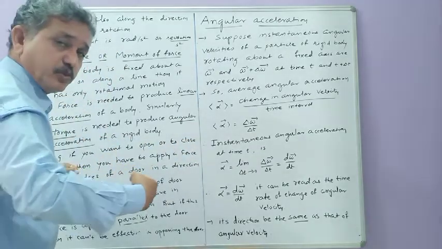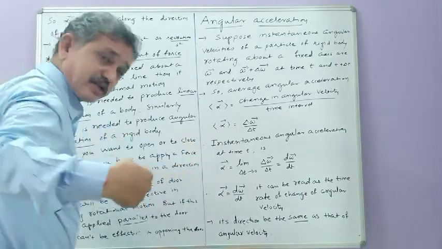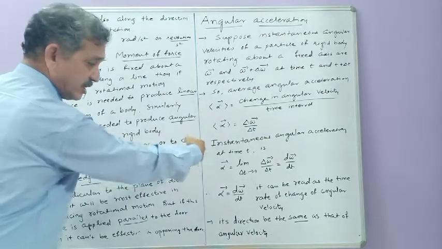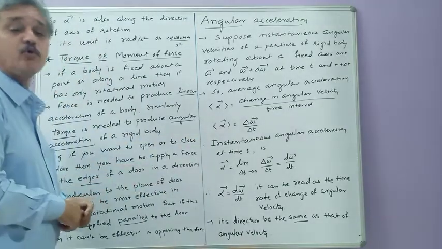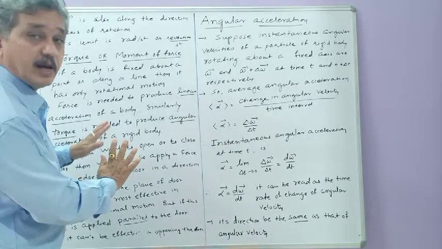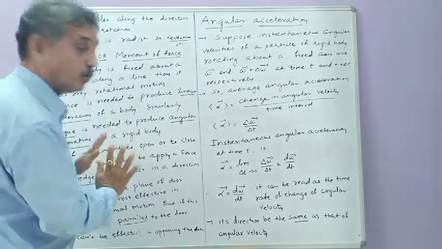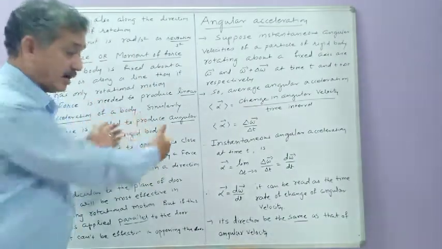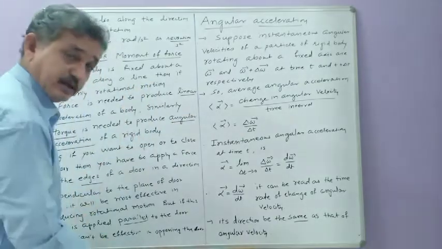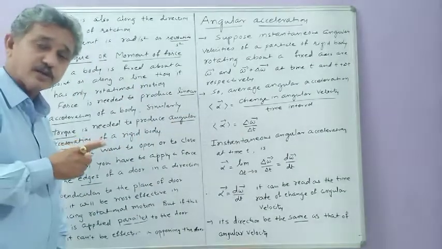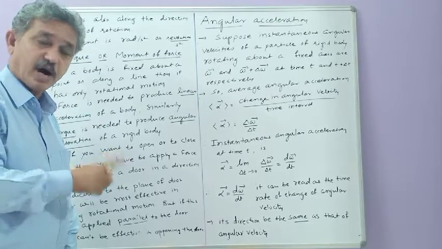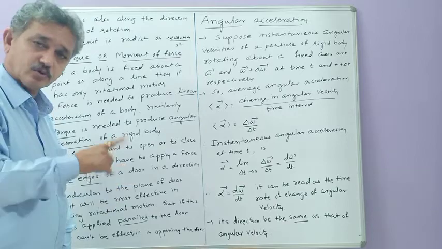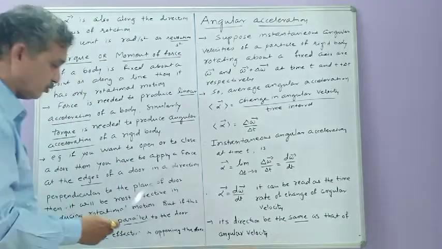In which direction will you pull it? You will pull it in a direction perpendicular to the plane of the door. And if you apply the force in that direction, then and only then can the door open. But if you apply the force on the door parallel to the plane of the door, then we can't open it or close it. So what is important here is how and where the force is applied on a body, so that it can produce rotational motion.